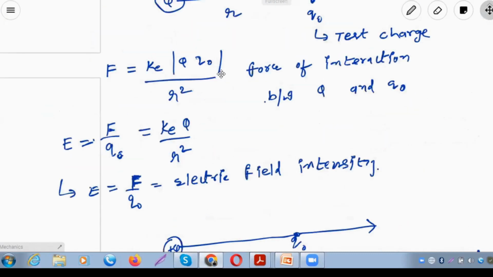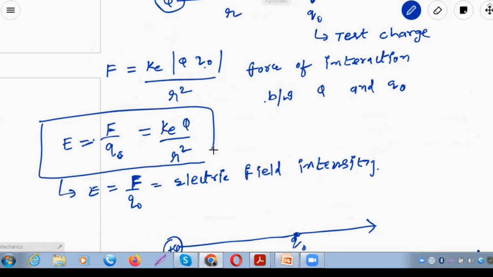And here, why have I used the test charge Q naught? Q naught is only for testing purposes, to see how much force is present. And what is the unit for the electric field? That is important. Force unit is Newton and charge unit is Coulomb. So Newton per Coulomb is the unit for the electric field.